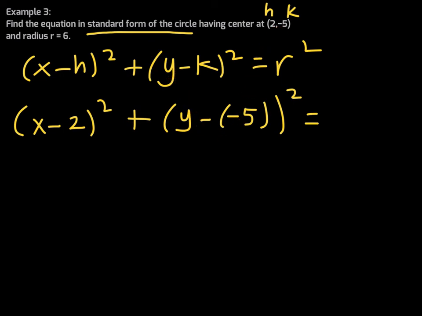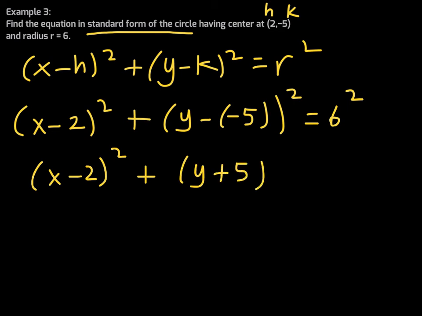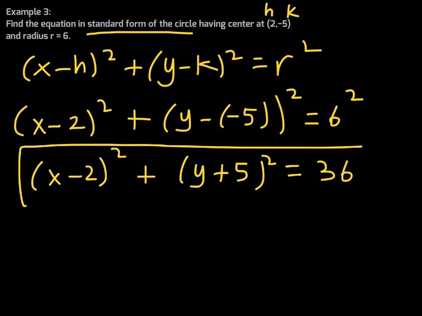Now don't forget, this whole equation must be set equal to the square of the radius, so 6 squared. All right, so then the final answer would be x minus 2 quantity squared plus y plus 5 quantity squared is all equal to 36. We're done. So this is a standard form for a circle whose center is 2, -5, and radius 6. Not that bad, right? Just kind of plugging in what they gave you and finding the standard form. Okay, cool. Let's go to the next example.